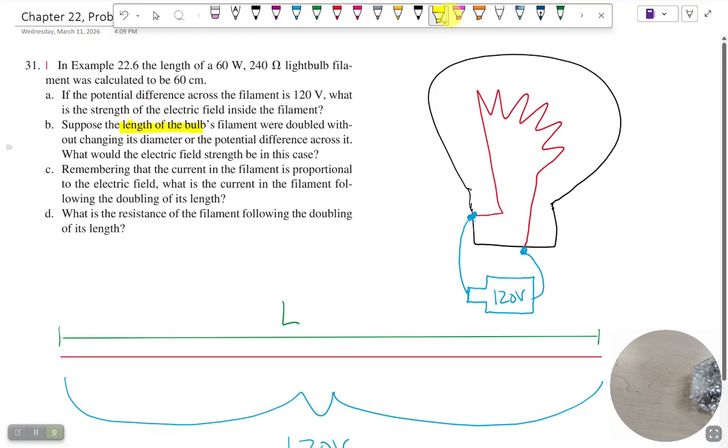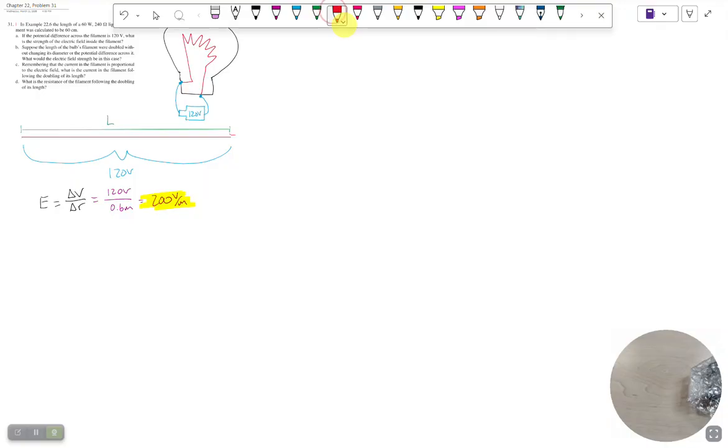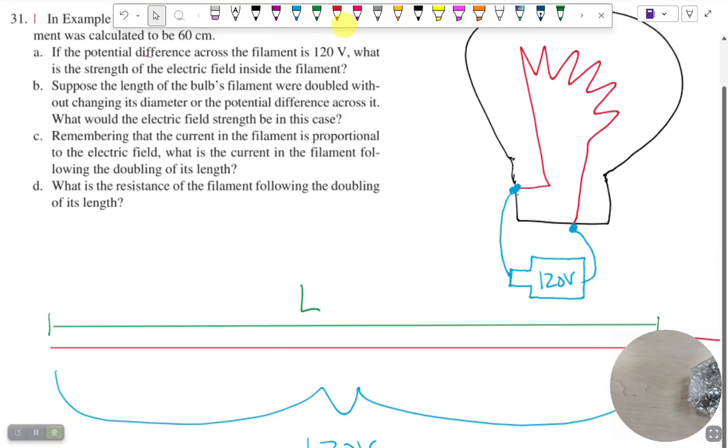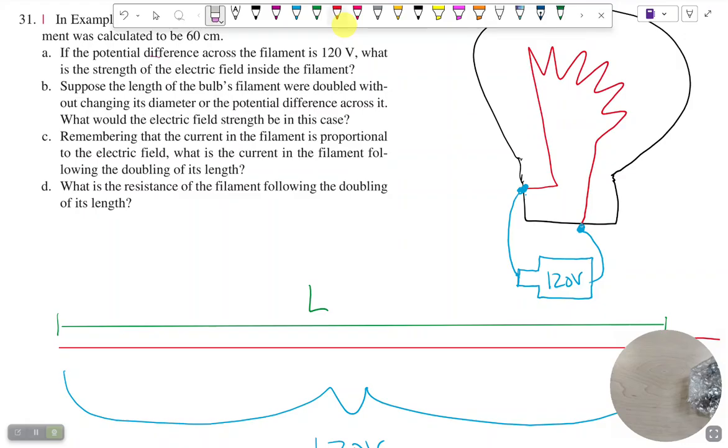Then it says, suppose the length of the light bulb's filament were doubled. So now this becomes twice as big. You can imagine I make it twice as big, something like that. Kind of silly, but yeah. It is doubled without changing its diameter, or the potential difference across it. So it's still a 120 volt potential difference across it. What would the electric field be in this case?